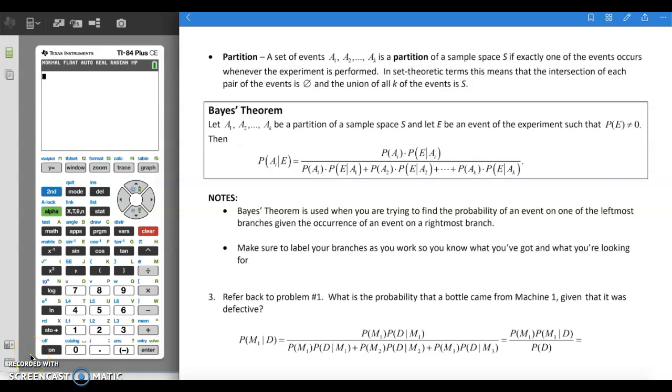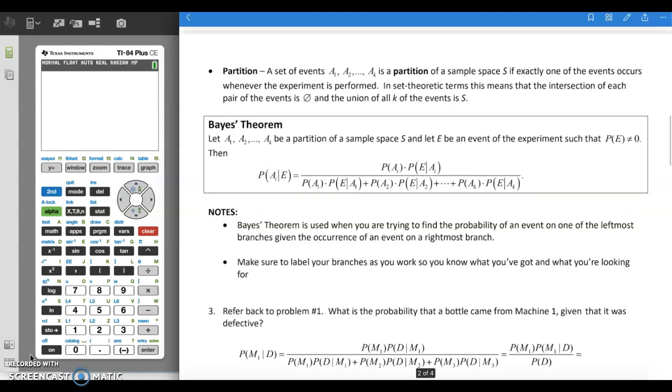Okay, next we need to define a partition because this is a part of Bayes' theorem. It says that you have to have a partition. Well, a partition, and this is the wordy math definition that you're seeing here, is a set of events in your sample space such that exactly one of those events occurs when the experiment is performed, and that the intersection of any pair of events is the empty set and the union of all of them is S.